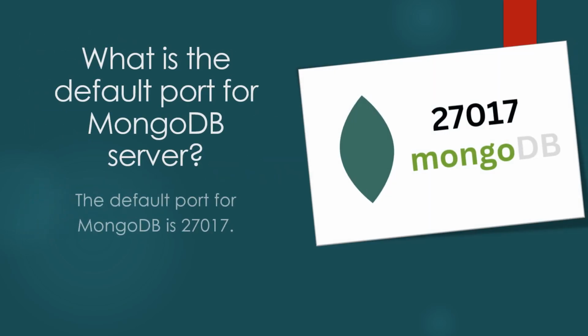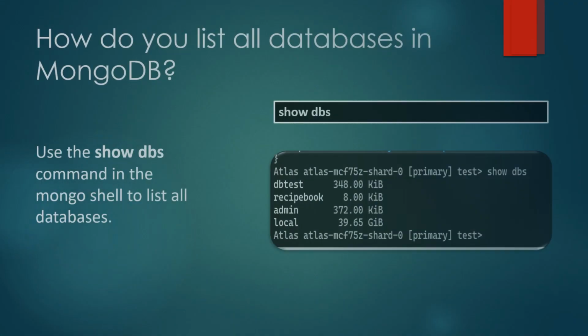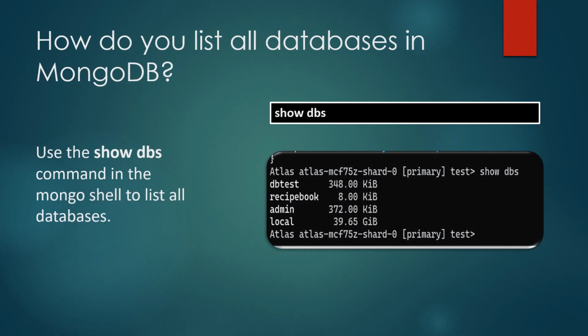What is the default port for MongoDB server? MongoDB services listen on port 27017 by default, a key piece of information for database connectivity. How do you list all databases in MongoDB? With the show dbs command in the Mongo shell, you can easily list all databases, showcasing MongoDB's user-friendly nature.